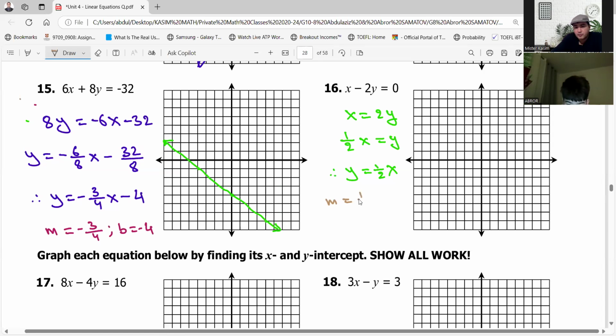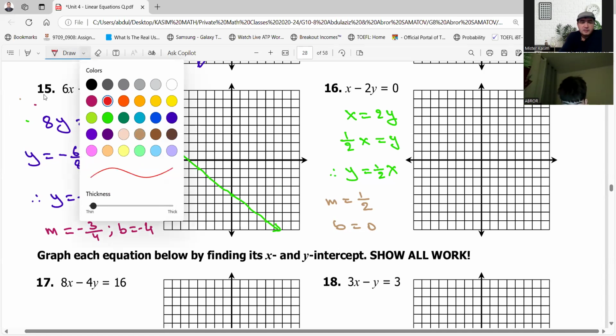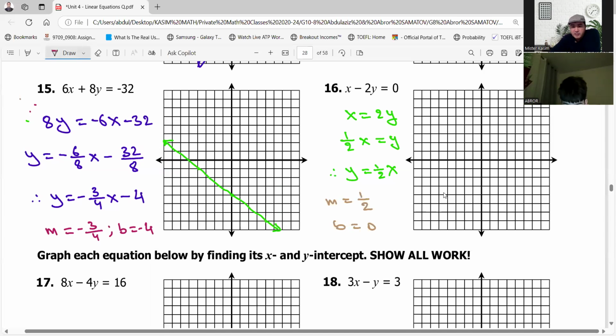1 over 2. Y-intercept? 0. And nothing is added here, right? You don't see anything. That's why there's 0. So now if you just plot this, we have here 0. This one is y-intercept. 1 over 2 means that rise 1, run 2. Run 2, rise 1 is here. In the opposite direction, rise 2, down 1, right?